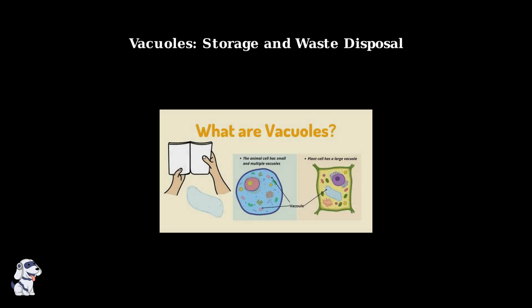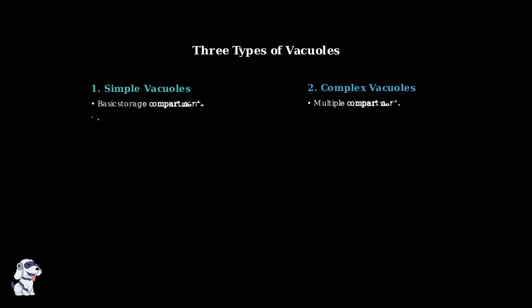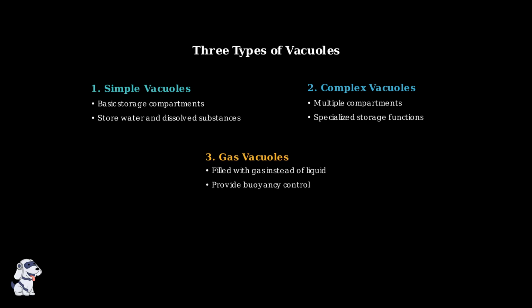To understand what vacuoles are, let's look at this comparison. In plant cells, vacuoles are typically large, central structures, while in animal cells, they are much smaller and more numerous. There are three main types of vacuoles found in algae, each with specific functions. Let's explore each type and understand their unique roles.